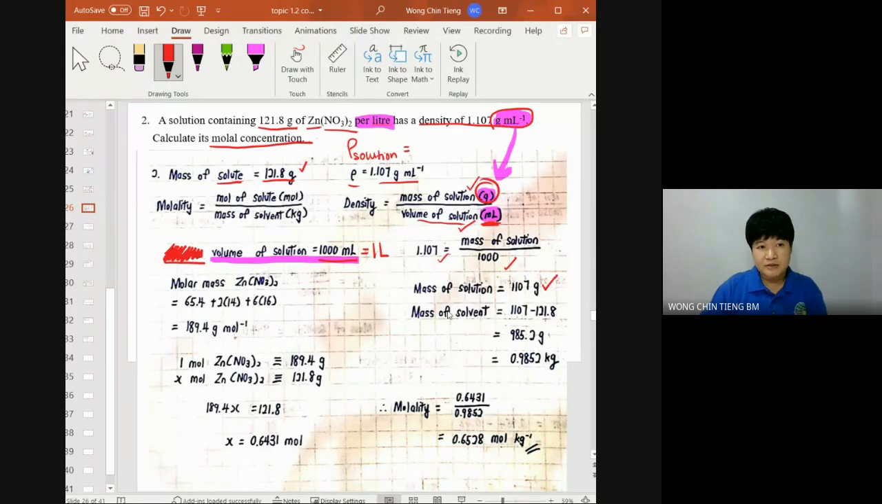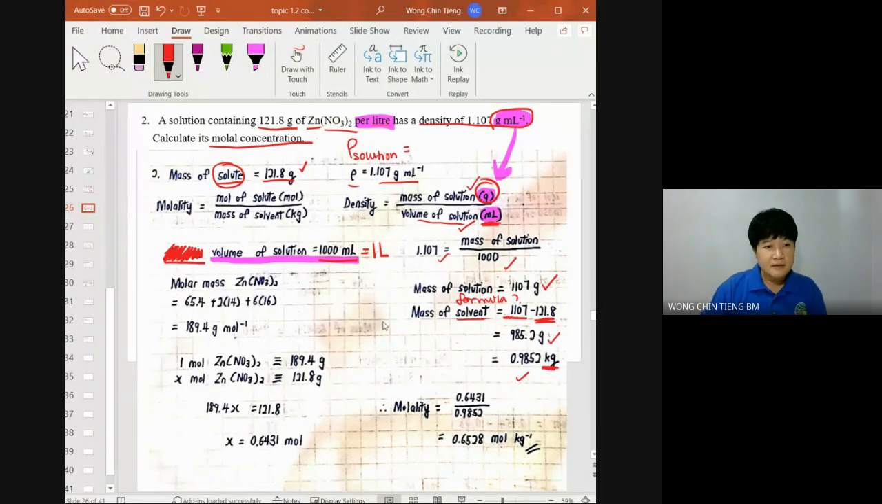Daripada mass of solution, kamu akan dapat mass of solvent. Kenapa dapat mass of solvent? Sebab mass of solute telah diberi. No assumption needed. So mass of solvent equals to mass of solution minus mass of solute. Formula tak ada. Kenapa 1107 minus 121.8? Datang dari mana? Formula tak ada. So you get it in gram because everything was in gram and then you change it to kilogram. Perfect. Cuma formula hilang and tak perlu buat assumption setakat ni lah.